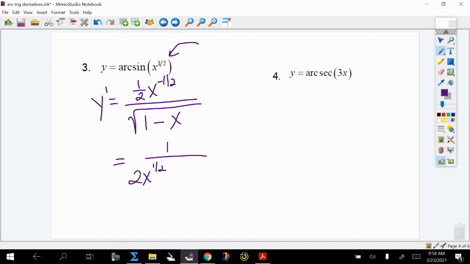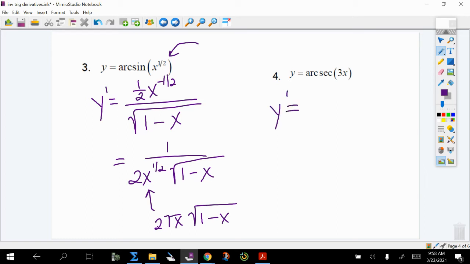You could bring the 2 to the bottom. You could bring the x to the 1/2 to the bottom, and then put it all next to the square root of x minus 1. You could also write this as 2 square root of x times the square root of 1 minus x. So there's a lot of ways to write that that would all be correct. I'm mainly just looking at moving the negative exponent to the bottom.